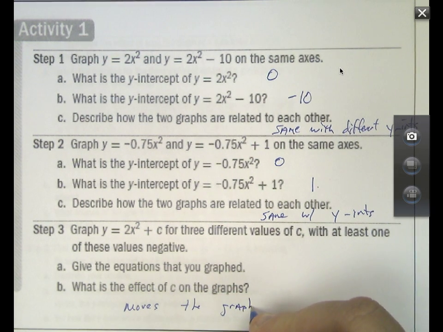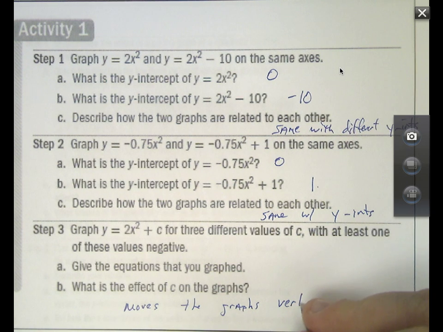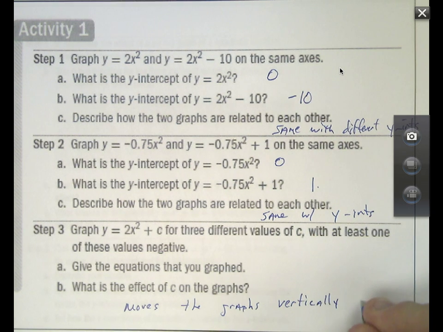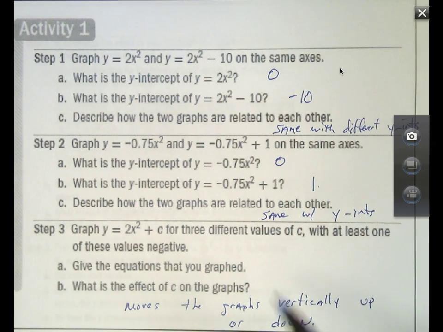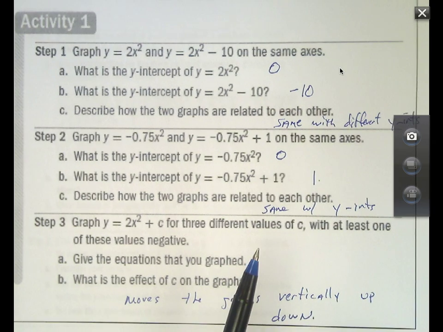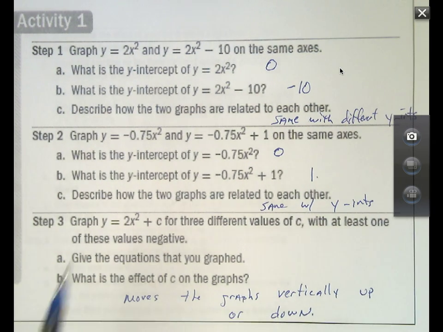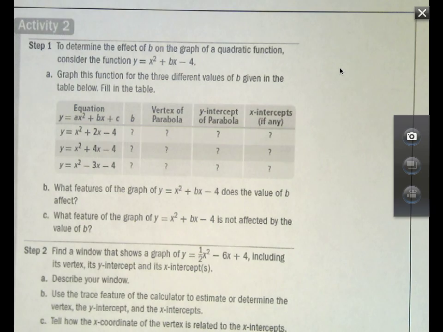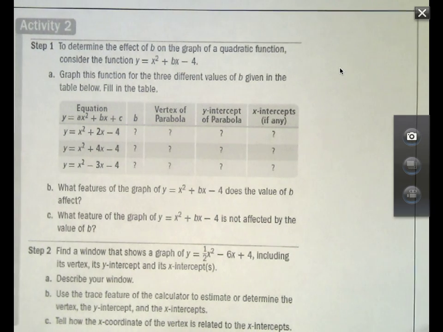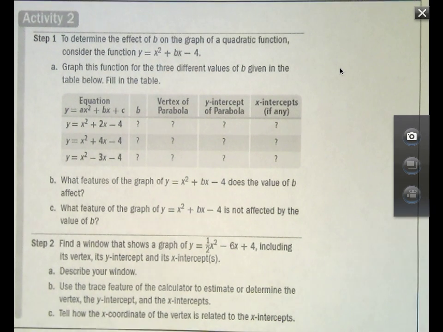So what is the effect of c on the graphs? It moves the graphs vertically, up or down. Okay? Vertical means up or down. So that's what c does. It moves our graph up or down.